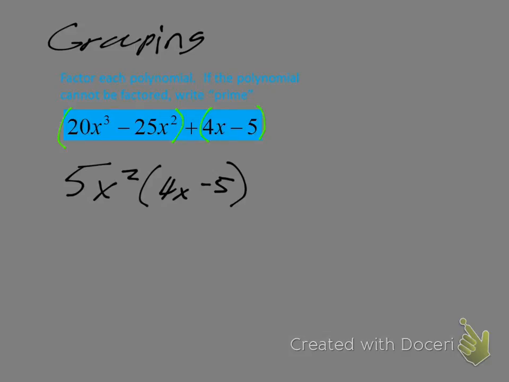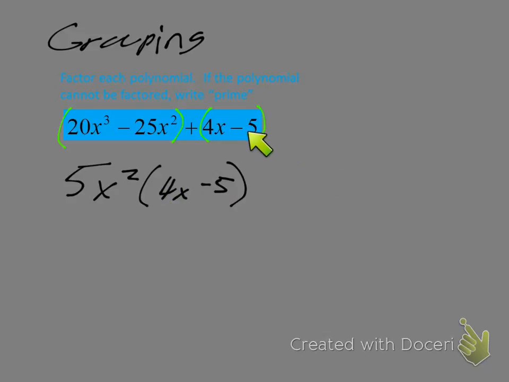Okay? DeMarcus, where do you take it? Why do you take 5x squared? I took them out of here. See, 20 divided by 5 gives you 4. 25 divided by 5 gives you 5. X cubed divided by x squared gives you x. X squared divided by x squared gives you no x's. Okay? So that's the first group with the GCF factoring. Everybody see that?